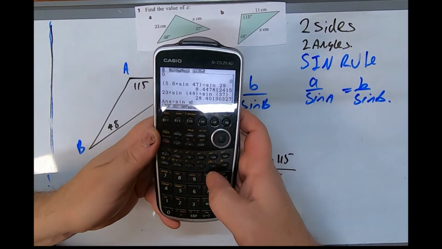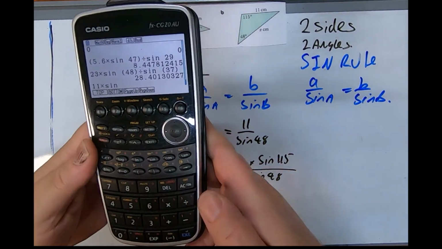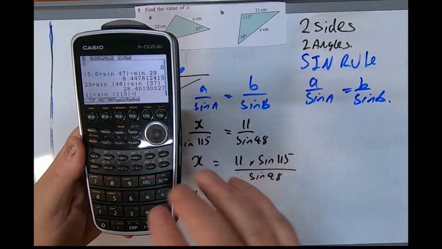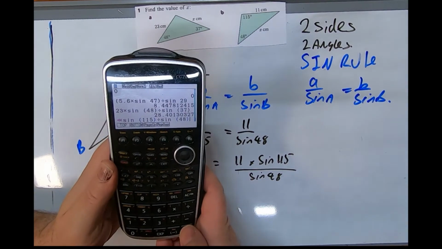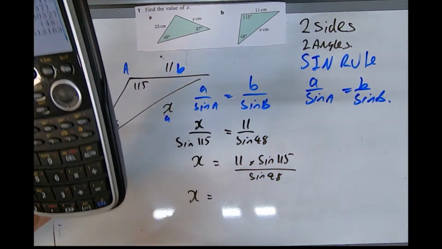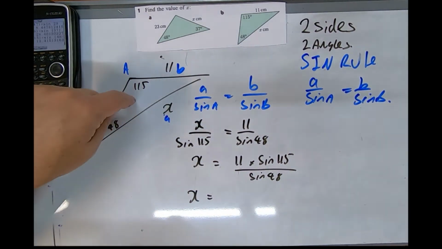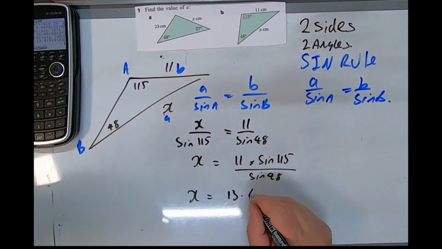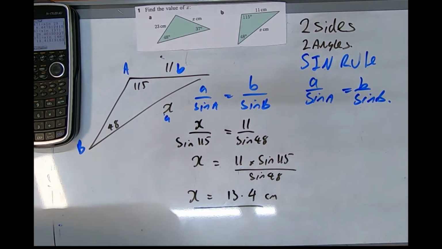Trying again. 11 times sin bracket 115 bracket divided by sin bracket 48. Worthwhile to stop, have a look, check what you've typed in. This looks pretty good. This should be bigger because that's a large angle. 13.4 centimetres. Okay, on with some more.